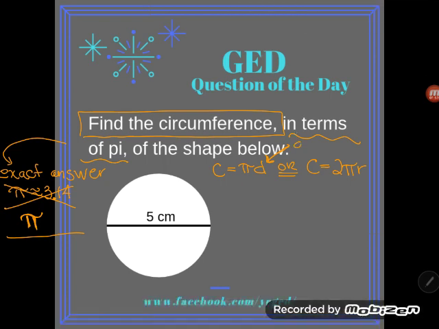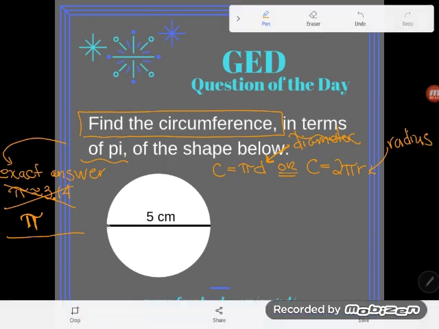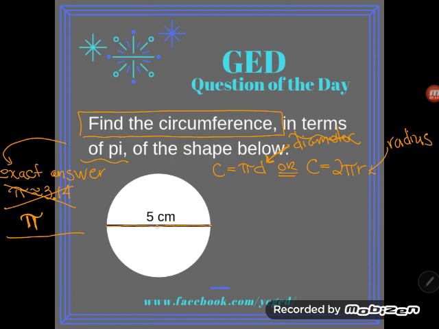D stands for diameter. Diameter of a circle. So I'll use this formula when I know the diameter. R stands for radius. So I'll use this formula when I know the radius of my circle. So let's take a look. What do we know? Notice we have a line going from edge to edge through the center of our circle. This is a diameter. So what formula will I choose? Well, I'll choose this one, the one with diameter in it. So there I've chosen my formula. C is equal to pi d.